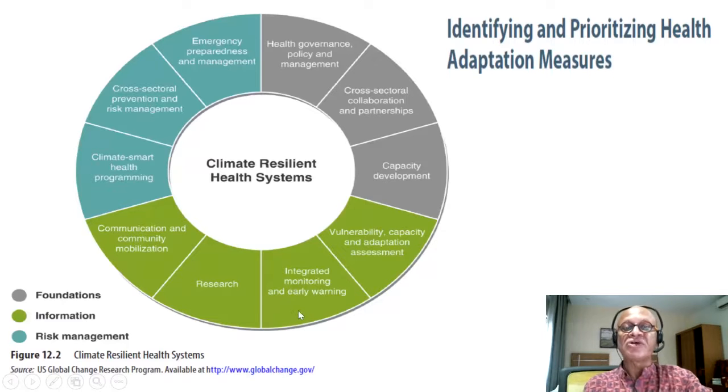Integrated monitoring and early warning systems, we talked about that in the last chapter. Research that is needed, communication and community mobilization, which is always critical to have the system work appropriately, because they have to be part of the building of the system. Under risk management, we have climate smart health programming, cross-sectoral prevention and risk management, and emergency preparedness and management.